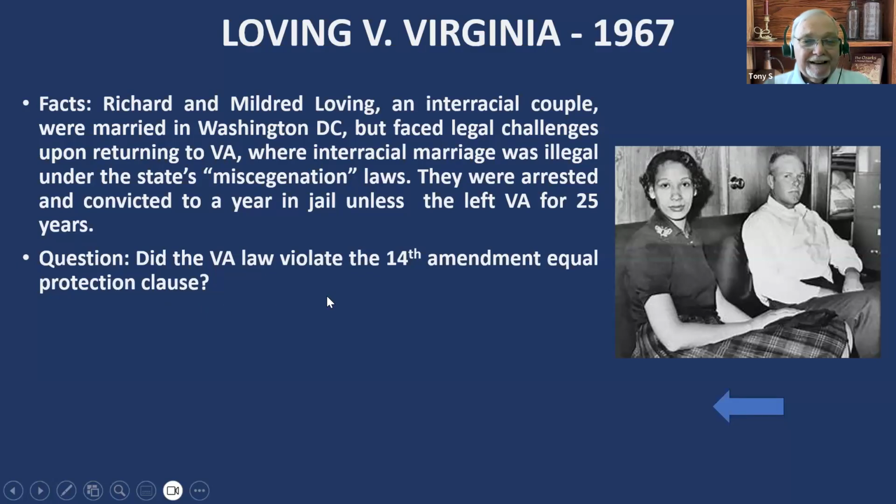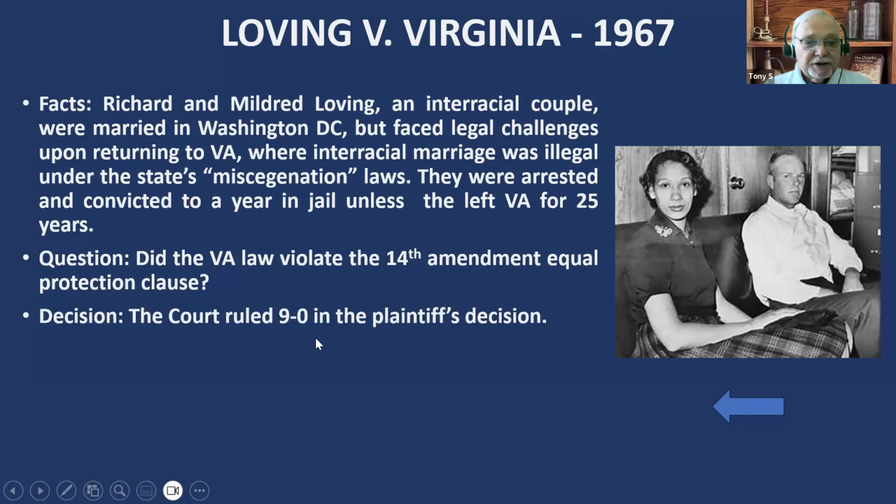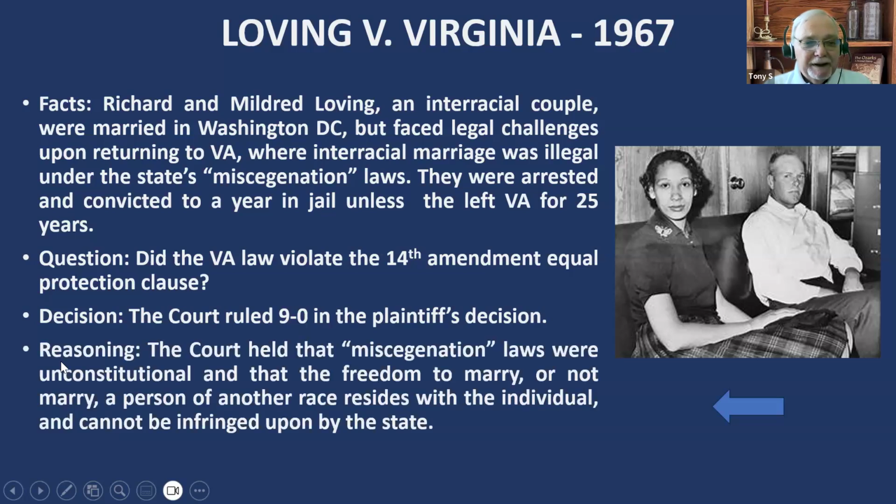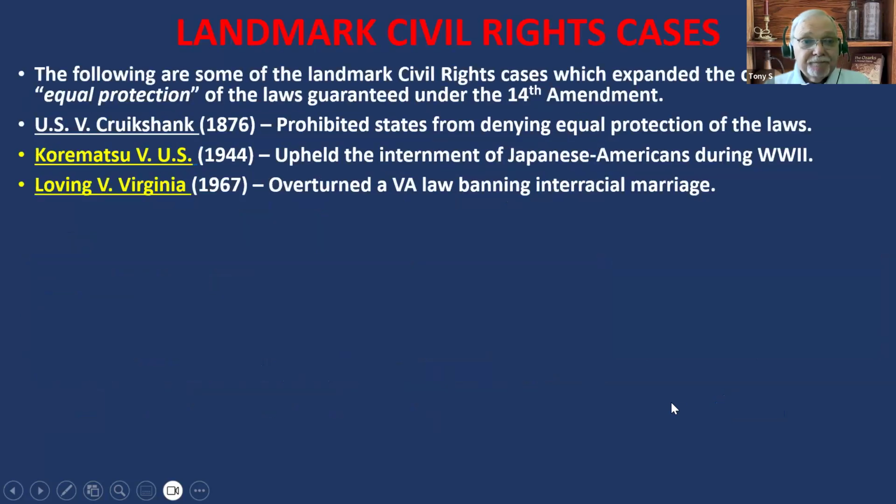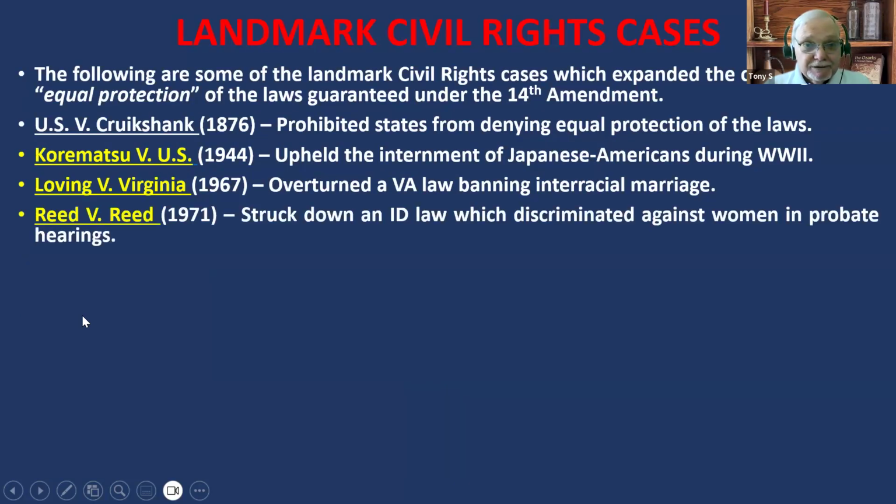Question, did the Virginia law violate the 14th Amendment Equal Protection Clause? And the court came back 9-0, said absolutely. Miscegenation laws, forbidding interracial marriages, are absolutely unconstitutional, and the freedom to marry or not marry a person of another race resides solely with that individual and can't be infringed upon by the state. It's remarkable to me that not that many years ago, that was still a law in states. It's just unbelievable to me that occurred not that many years ago. So to say that was a landmark case would be overwhelming.